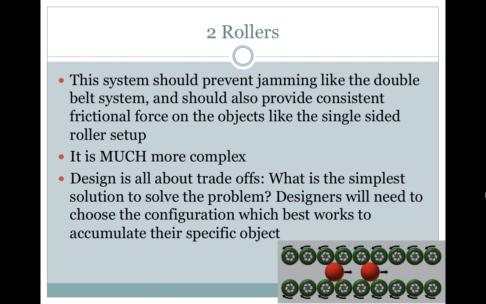Two rollers. This system should prevent jamming like the double-belt system, and should also provide consistent frictional force on the objects like a single-sided roller setup. It is much more complex.